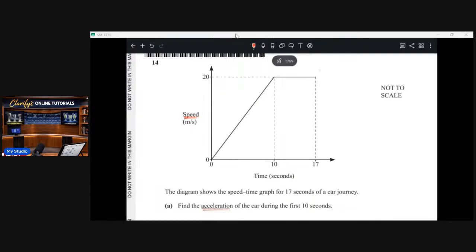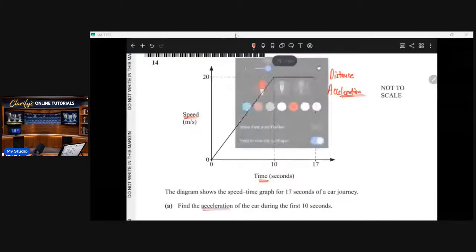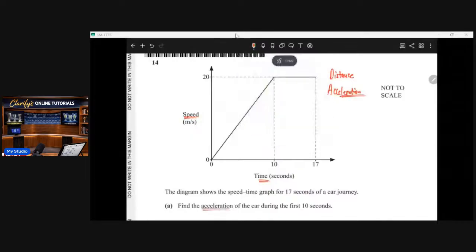Number 1, the speed time graph can tell you distance, and also it can tell you acceleration. So speed time graph can tell you 2 things: distance and acceleration, on the same graph. Distance is just the areas under the graph. So you find the area if they ever ask us for distance. It's about areas. But acceleration is not areas. It's the gradient.